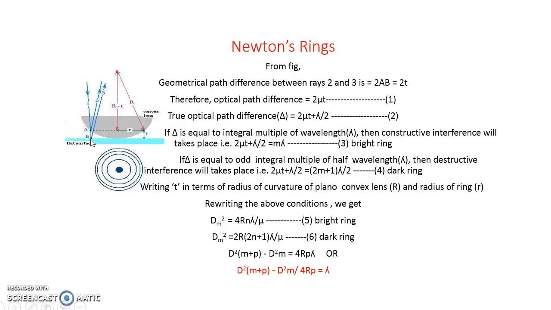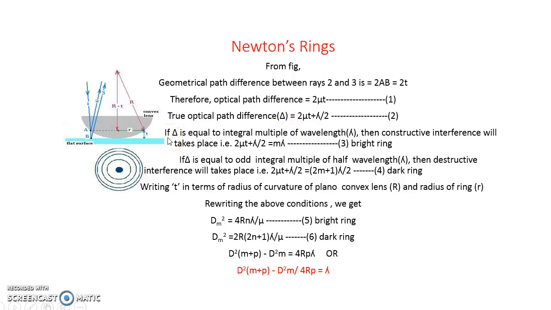But the ray AB gets reflected from point B from the surface of the denser medium, and there is a phase change of pi radians or 180 degrees, which is equivalent to a path change of lambda by 2. So we have written here the true optical path difference equal to 2 mu t plus lambda by 2.